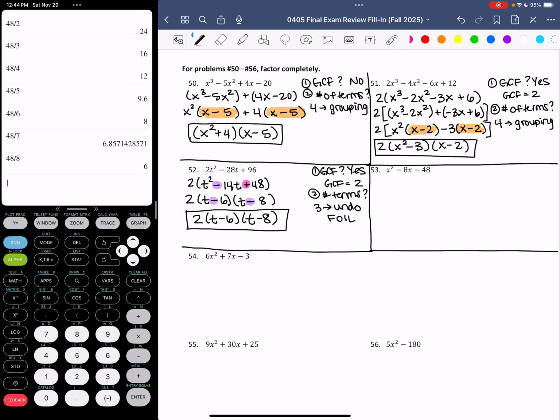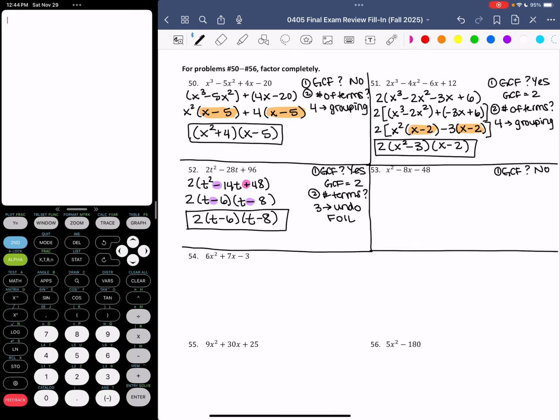Okay? So you can do it that way too, and then throw your signs on at the very end. However you like, whatever works for you. Okay, looking at number 53. Once again, I will look for a greatest common factor. Always start with that. And in this case, there is not one.